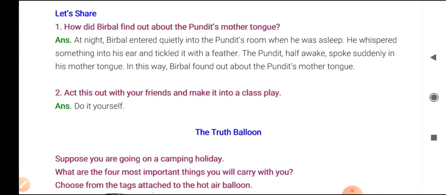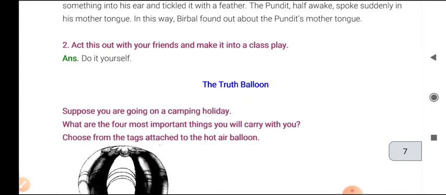Act this out with your friends and make it into a class play. You have to try this yourself.